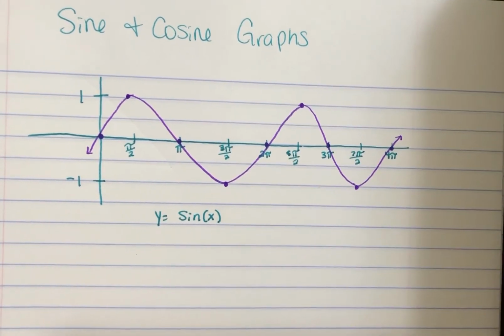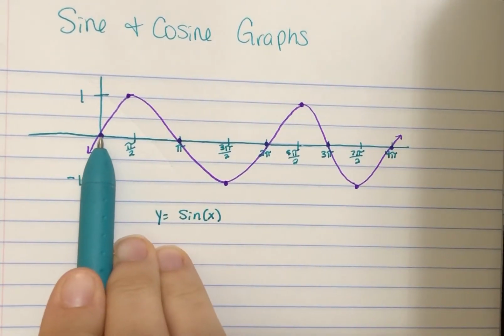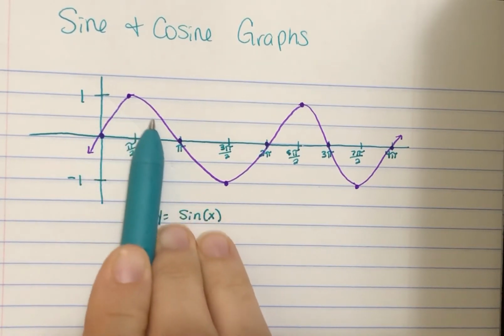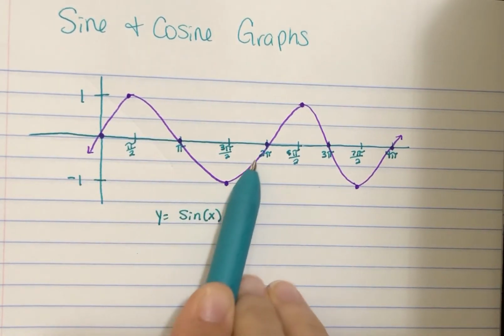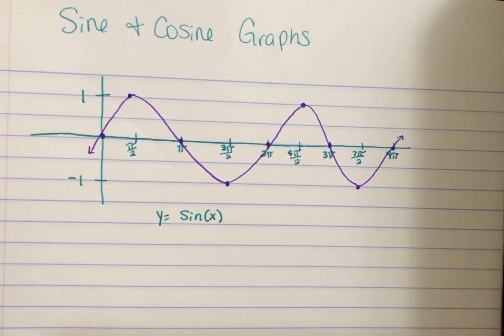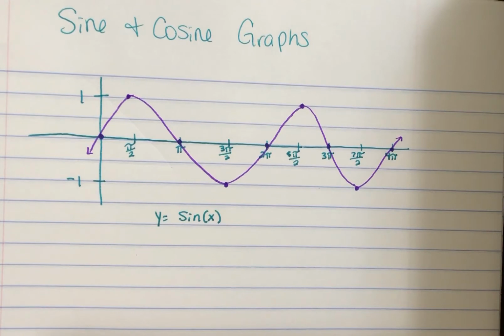So in this one, if we look at our y-intercept, it is at the origin, and then the graph goes up to the max, down to the min, and then it goes up to the max, down to the min, and it'll just go back and forth forever. So today we're looking at amplitude and we're looking at period.